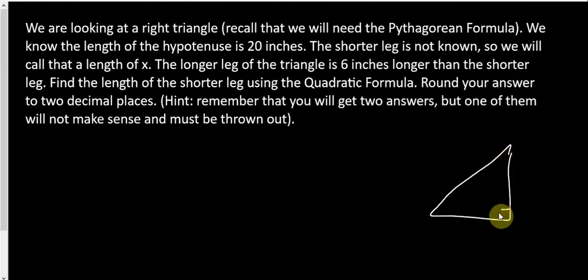Oh, there's a beautiful right triangle. Okay, and let's write down the pieces as we go. Beautiful right triangle. So we're going to need the Pythagorean theorem formula. Does anybody remember what that is?